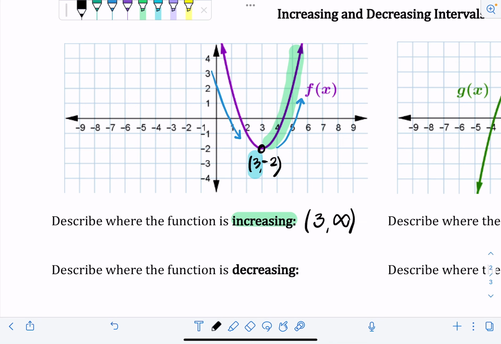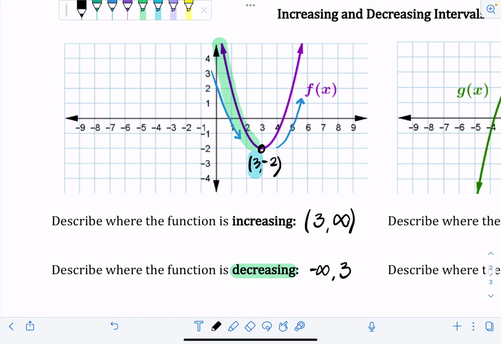And now for decreasing. If we're reading it from left to right, it starts off going downward, so it's decreasing over here. The point where it stops decreasing, if we're following it from left to right, is the vertex. That's where our interval is going to end, at that 3. And then it's decreasing everywhere to the left of that point.